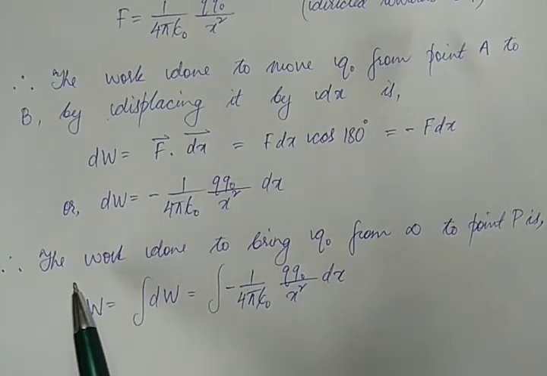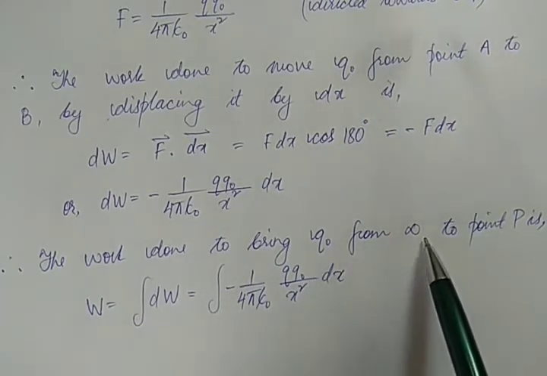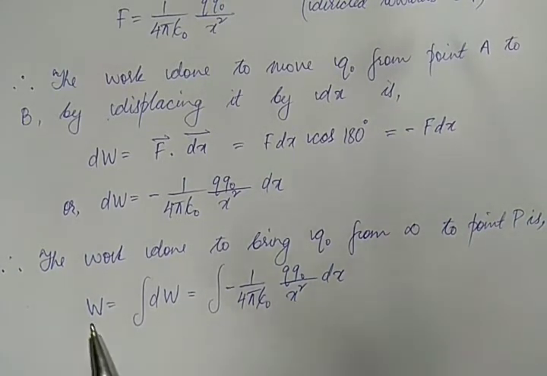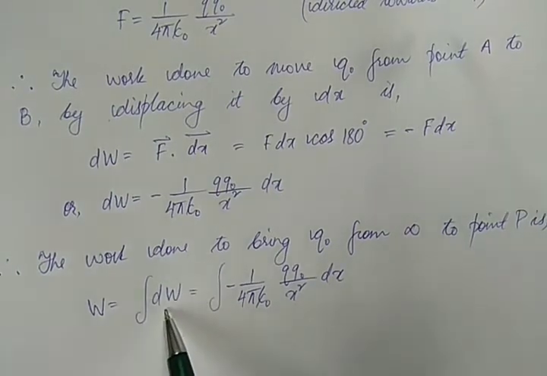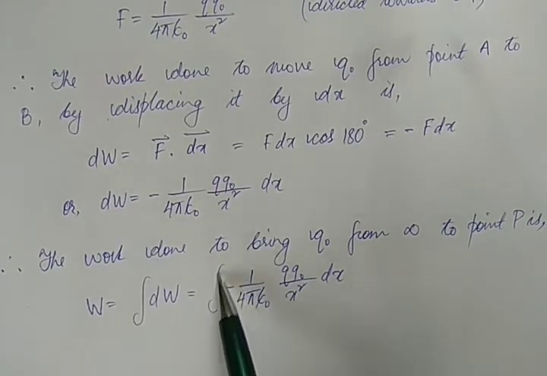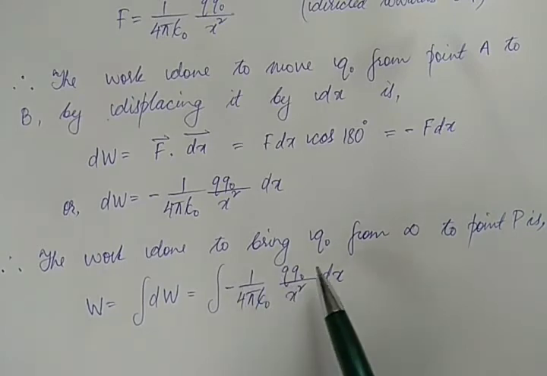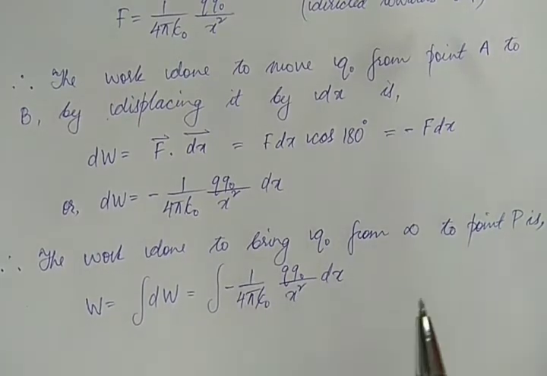Therefore, the work done to bring q naught from infinity to point P is W, which is a sum of these kind of small dW's. So, integration of dW's. Simply substituting the value of dW from here, W is equal to the integration of minus 1 by 4 pi epsilon naught, q naught by x squared dx.